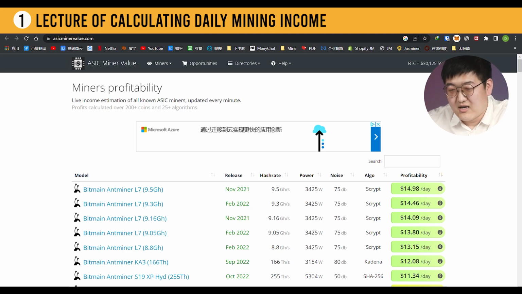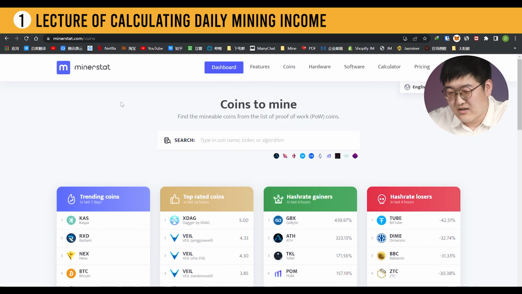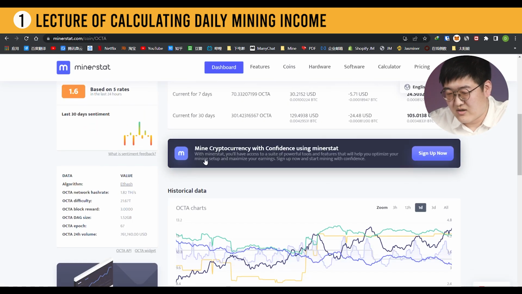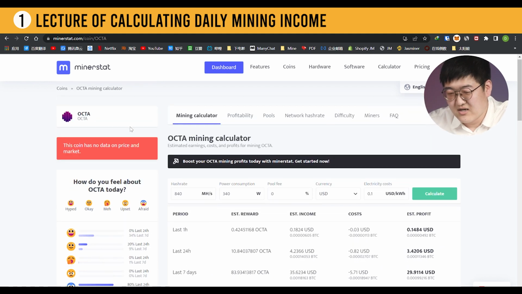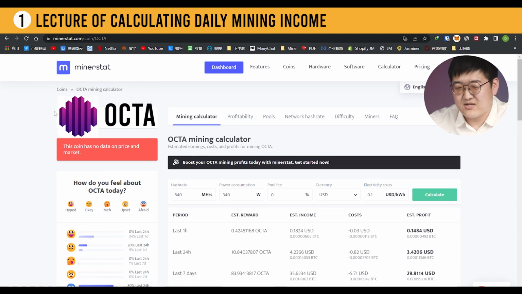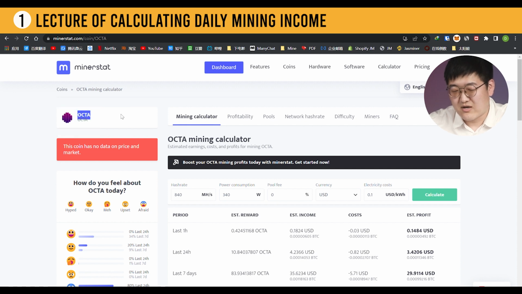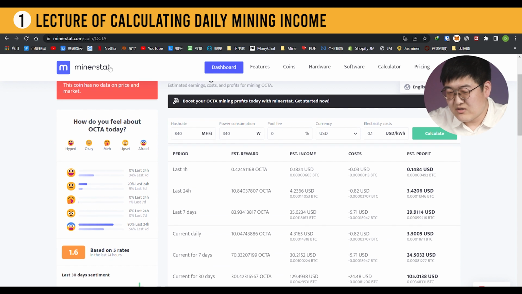Okay, so for the first, I'll teach you how to calculate the mining income and the theory behind it. Let's continue with this OCTA token. Actually, for all the PoW coins, the theory and the calculation are basically the same, so I'm just going to keep going with OCTA coin. You can see right here, I'm using Minerstat, minerstat.com, this website.